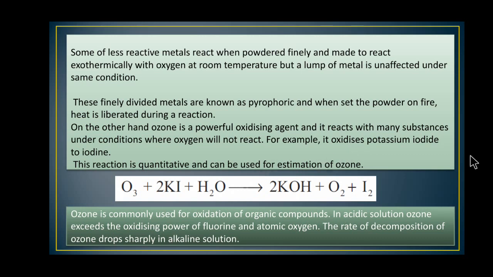So, what is the reaction? When ozone reacts with potassium iodide, it oxidizes to give iodine. With water, when ozone reacts with potassium iodide, potassium iodide is oxidized, giving KOH, potassium hydroxide, and O2 and iodine. Potassium iodide is oxidized from iodide. Ozone is commonly used for the oxidation of organic compounds.